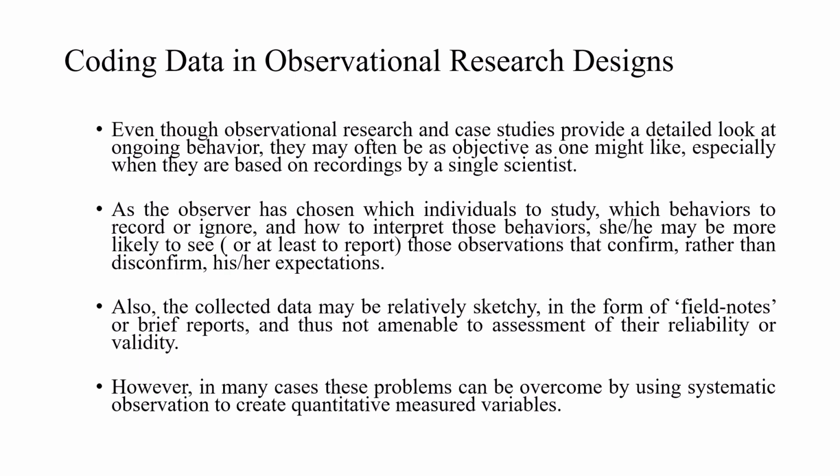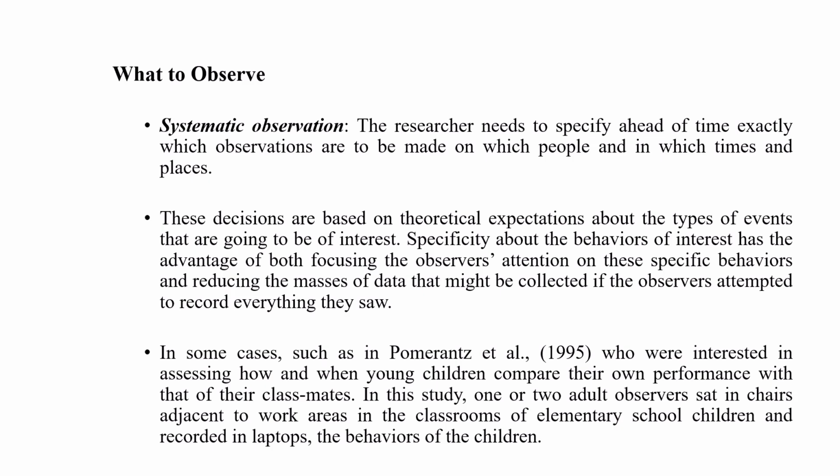So, in a lot of cases, these problems can be overcome by using systematic observation and creating quantitative, measured variables. What are the things that you would want to use to maximize the potential of these designs? One is systematic observation. For example, the researcher needs to specify ahead of time exactly which observations will be made on which people and in what times and places. So, in that sense, you already know what you are looking for. You are not there collecting everything that is available. You are doing some research, and in that research you know exactly what it is you are looking for. The rest of that is just junk data and will not be useful.